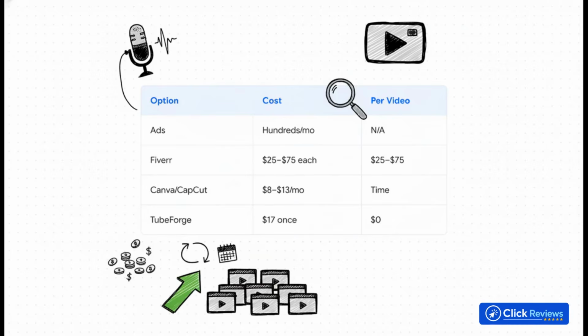The true math of content volume becomes crystal clear when we compare the alternatives. Because social algorithms reward posting frequency above almost anything else, your cost per video matters immensely. If you pay a Fiverr freelancer $25 to $75, well, that's your cost for just one video. Subscriptions to Canva or CapCut, that's going to cost you monthly forever, not to mention the drain on your time. TubeForge costs $17 once, making the per video cost for your daily posting volume effectively $0. When volume dictates reach, making volume free is a real game changer.